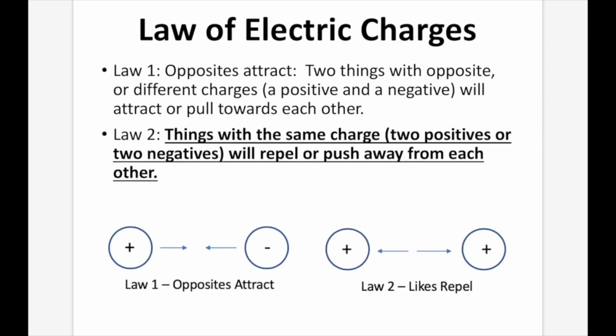Law of electric charges. Law number 1, opposites attract. Two things with opposite or different charges, so for instance a positive and a negative, or a negative and a positive, will attract or pull towards each other. Law number 2, things with the same charge, so two positives or two negatives, will repel or push away from each other. So you have law number 1 here, where opposites attract, and law number 2, where the like charges are going to repel each other.